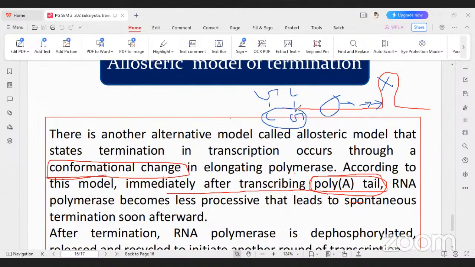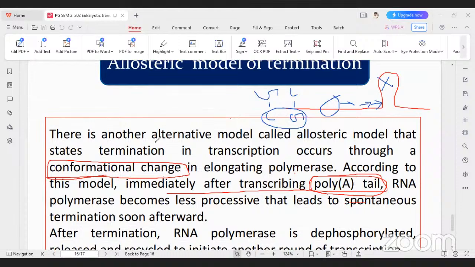No phosphorylation occurs between DNA and RNA. Without phosphorylation, there is no chain, no mRNA strand. That's why the mRNA strand is automatically stopped. This is by structural changes.